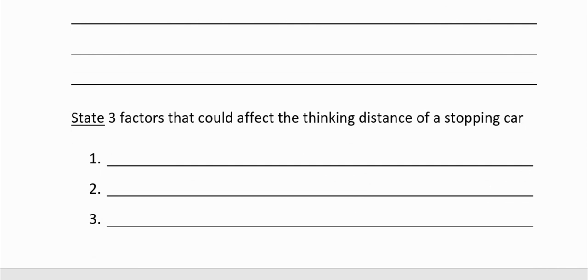State 3 factors that could affect the thinking distance of a stopping car: drugs, alcohol, distractions, fatigue or tiredness, and speed. Any of those. No explanation required, just state.